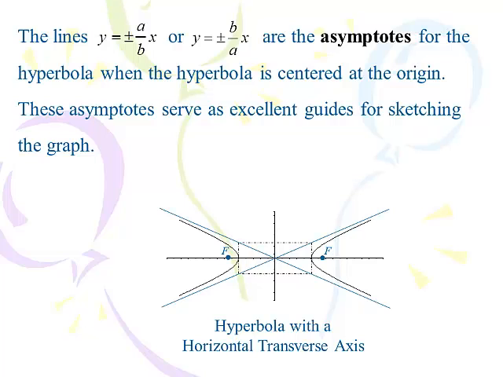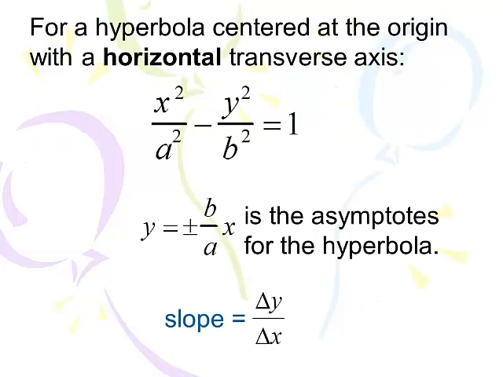I'm going to show you this in a second. Well, I'm going to show it to you right now. So if the x comes first, then the slope for the asymptote is going to be plus or minus b over a. And again, slope is always change in y over the change in x. And underneath the y, I see a b, and underneath the x, I see an a.